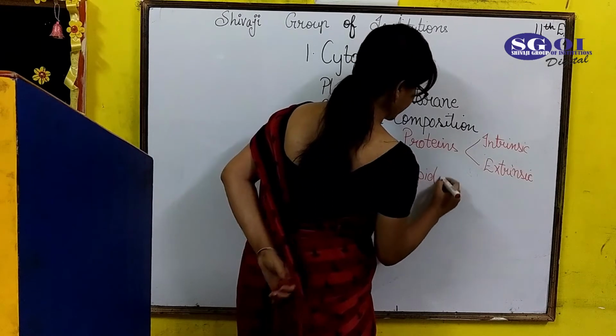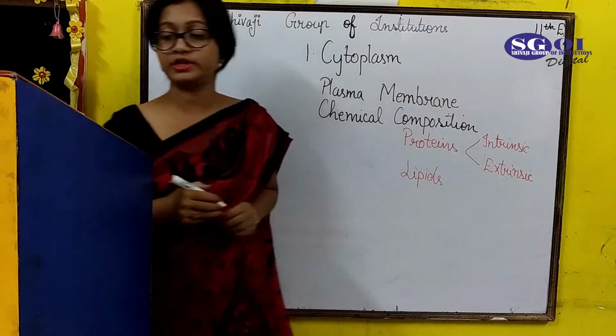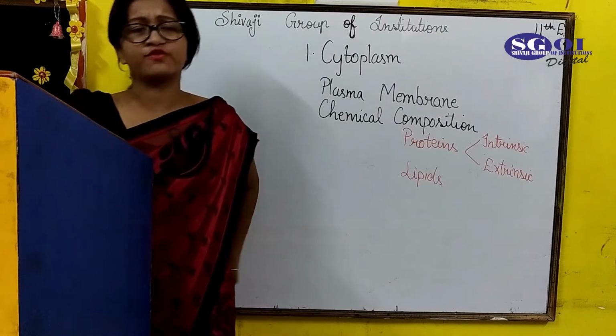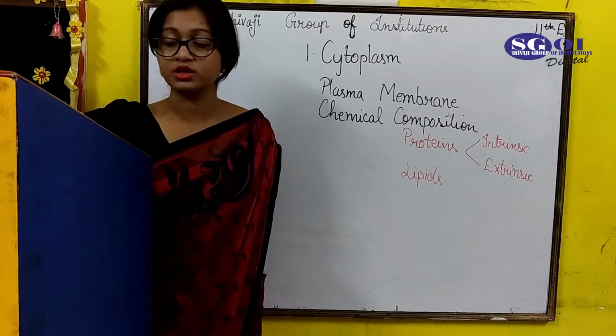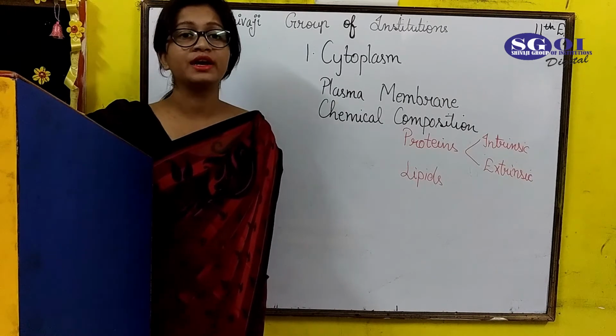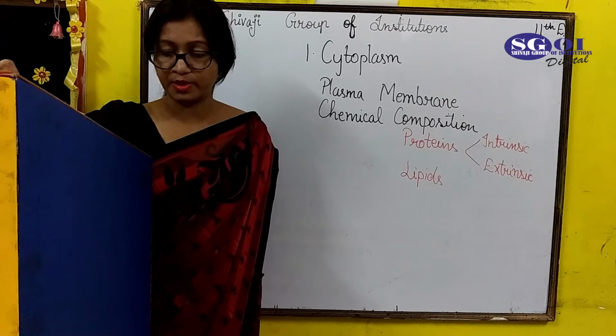After that, also very important are lipids. Lipids are also present in the plasma membrane. Different lipids like phospholipids, sterols, cholesterol and phytosterols are present in the composition of plasma membrane.